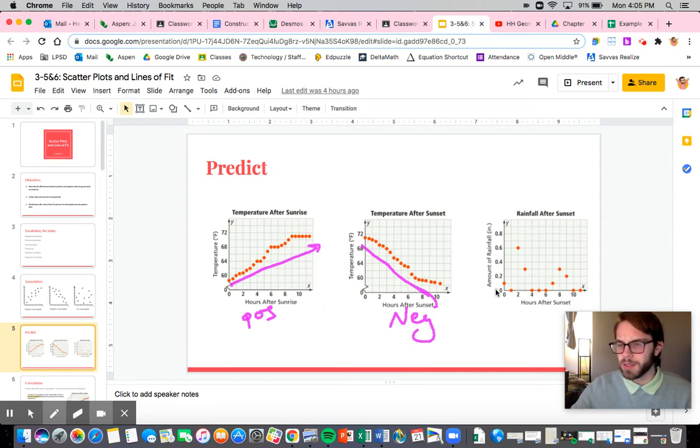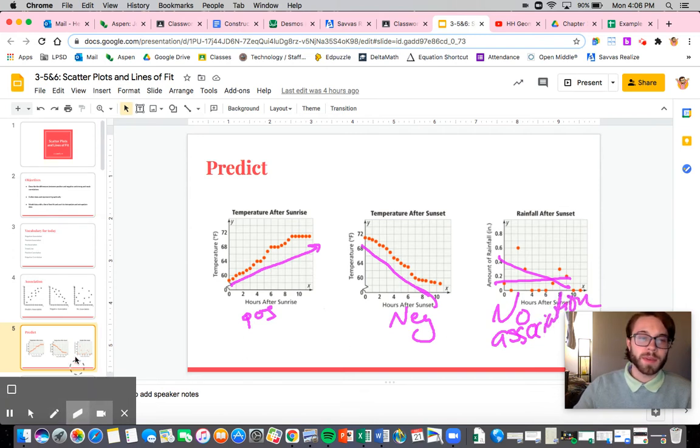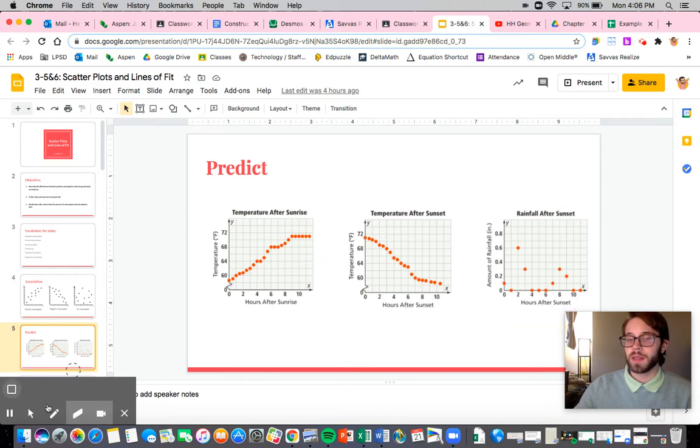I can't really make any sort of prediction. I can't really say anything. I can just look at the data and say, all right, hours after sunset seems to have no particular effect on amount of rainfall, right? If I tried to draw a line, you would say, well, maybe it could really be any of them. So there's not really any association. Okay. All right. So that's pretty much everything we need to know in regards to association.